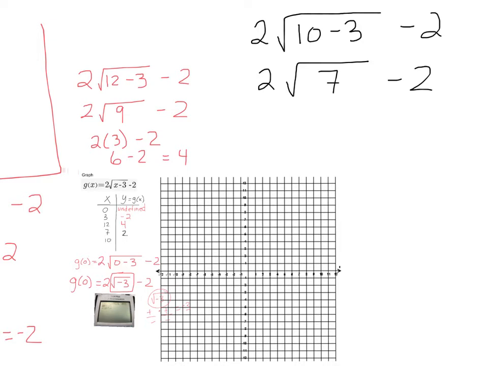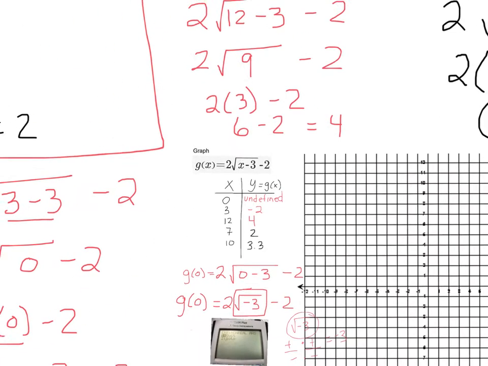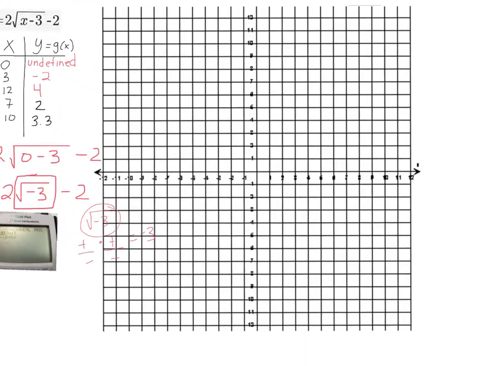The square root of 7 is 2.65. And so this is 2 times 2.65 minus 2. And so now I'm going to type 2 times 2.65 minus 2. And that gives me 3.3. And so when I input 10, my output is 3.3. So let's go to our table and put 3.3. And so now what we need to do is we need to graph what's in our table.